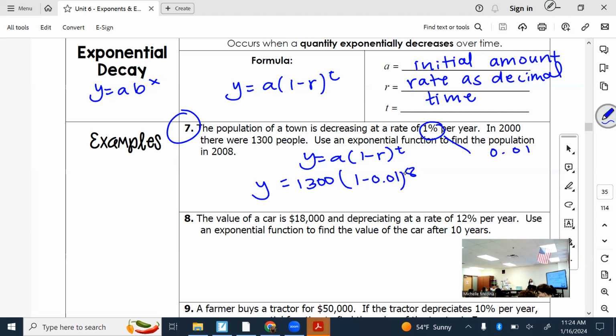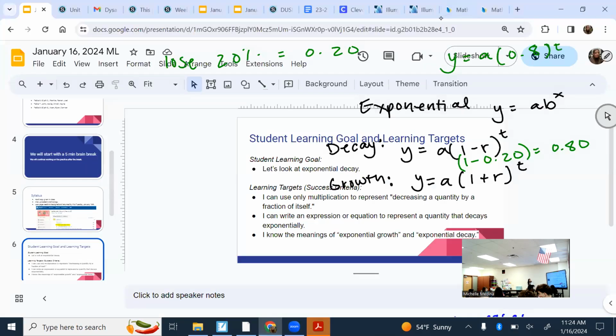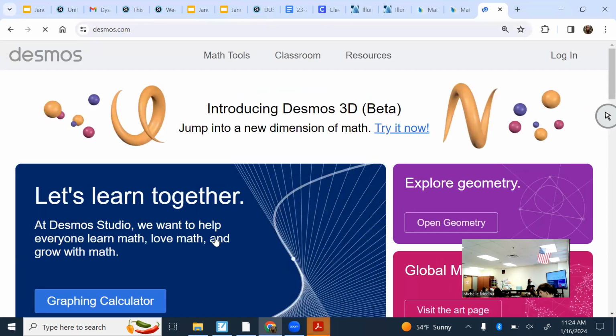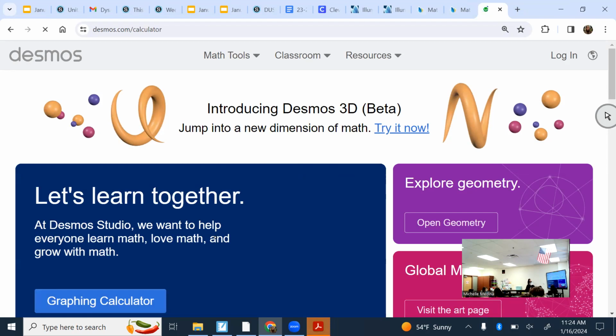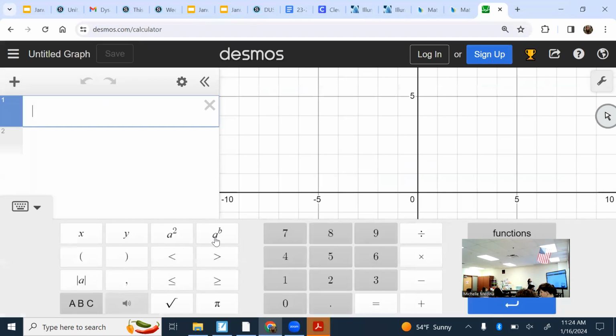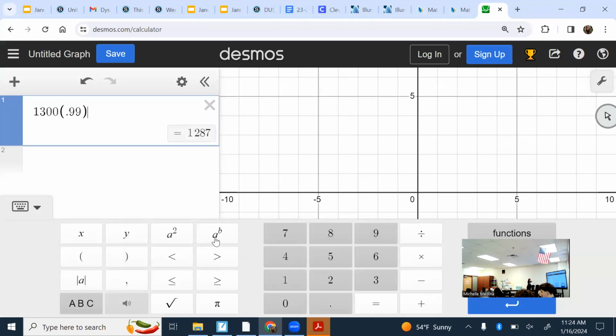Now, all of this you can put in your calculator. Please use a calculator. Maybe not the y equals part, but everything else. So that was 1,300 times 1 minus 0.01, which on your test, it might already do that math, or it might show the 1 minus 0.01, that equals 0.99. And then that's to the 8th power. This is the answer I get.